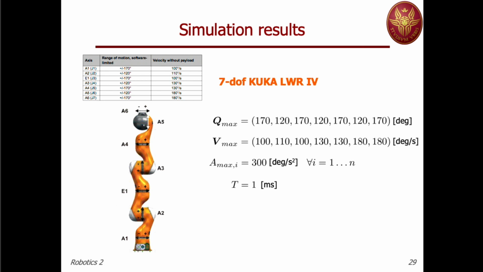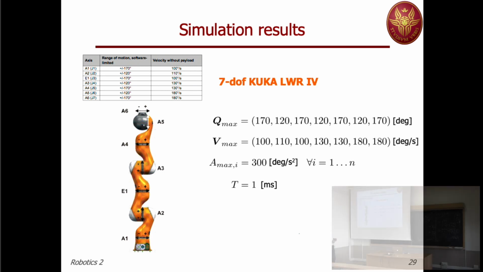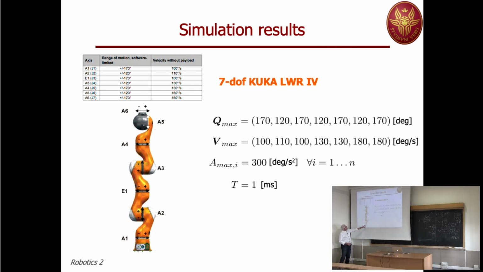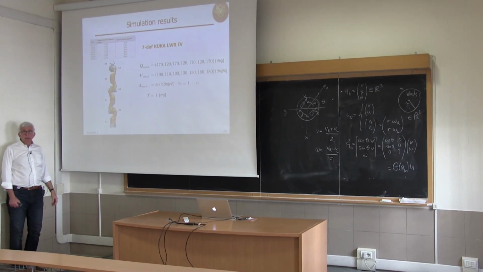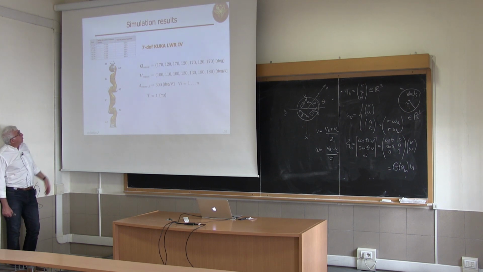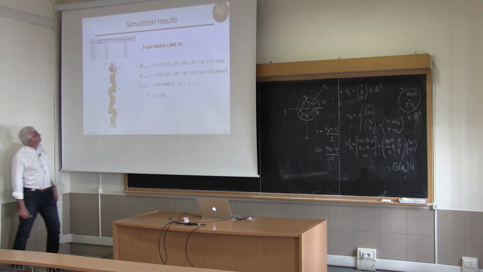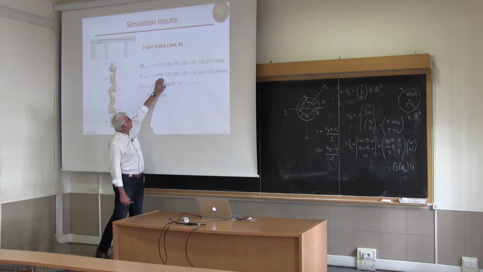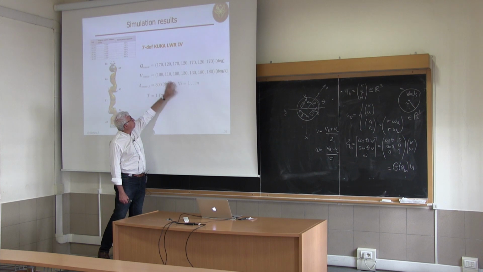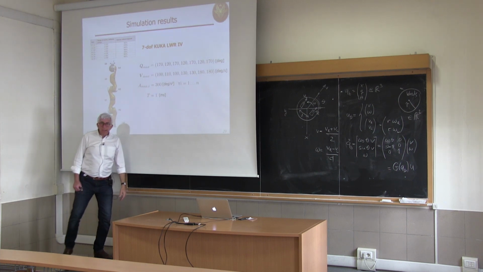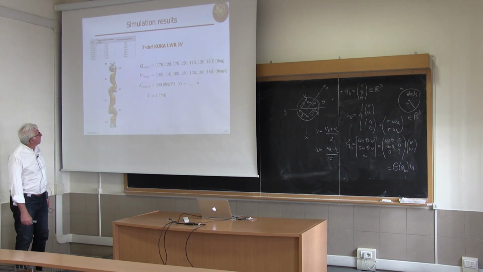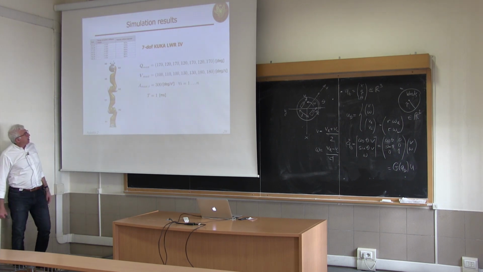So let's see some simulation and then an experiment. We have done this on the 7 degree of freedom KUKA lightweight. We have a joint range of motion given by the data sheet. So the first joint may rotate between minus 170 degrees and plus 170, the second between plus and minus 120, and so on. From the data sheet, we also have maximum speed, and these values are symmetric. So joint, say joint 2 can be between minus 110 and plus 110 degrees per second. And of course, the distal joints may have higher speed.